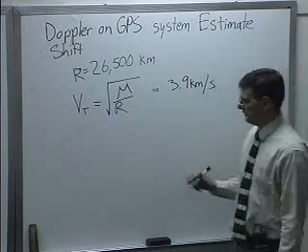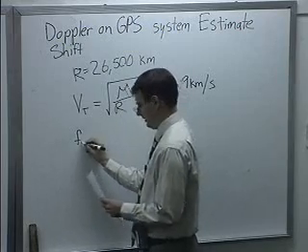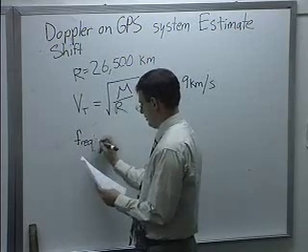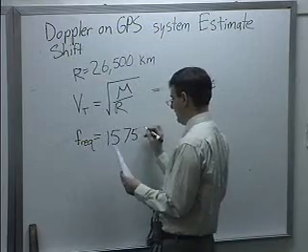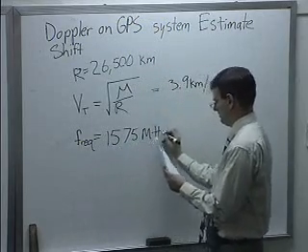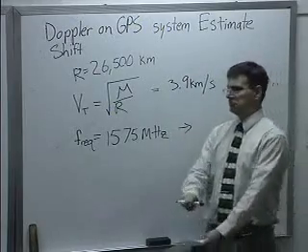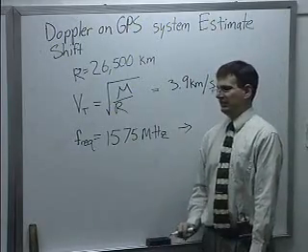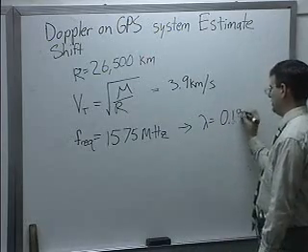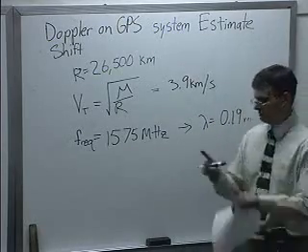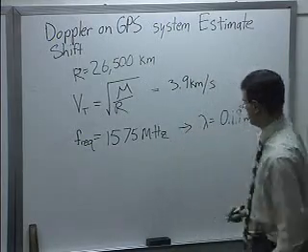Now, what is the frequency of GPS? One of the most common ones, at least the one that your handheld receiver operates at, is about 1,575 megahertz. If we plug it in and divide that into the speed of light, we get a wavelength of 0.19 meters, about 20 centimeters, about this long.